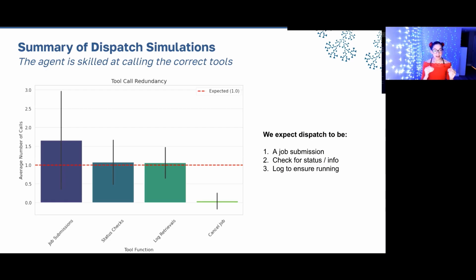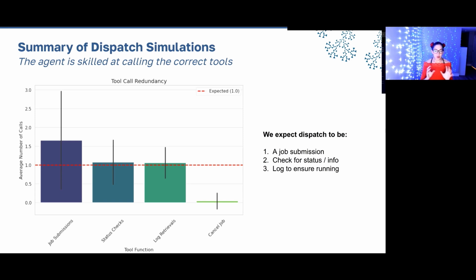We would expect, in the perfect execution, for the agent to do each of these things one time. In practice, we get pretty close to that, but there's a big variance in job submissions, and likely that's because the agent got it wrong, transformed something and tried again. And then the status checks, it does a little better. We see the variance goes down. Log retrieval is about the same.